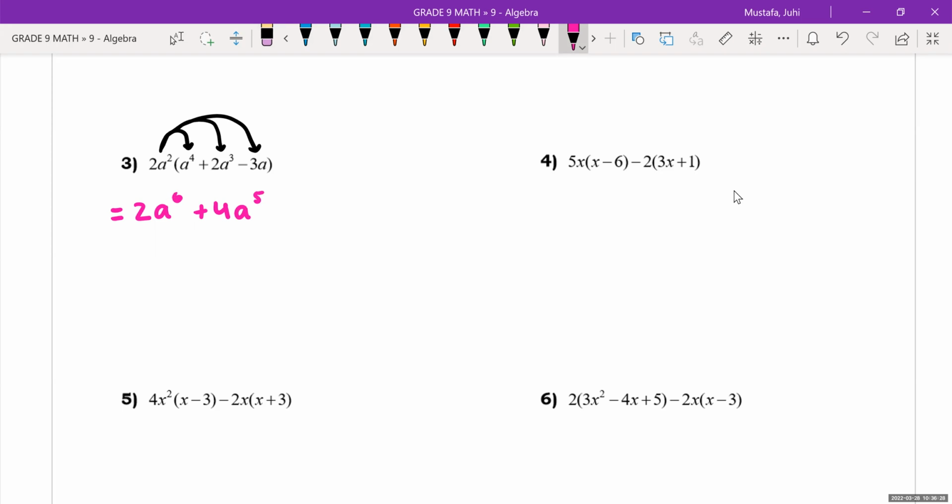And then the last one is 2a squared times negative 3a. What's 2 times negative 3? Good job. And what's a squared times a to the power of 1? A to the power of 3. Thank you.